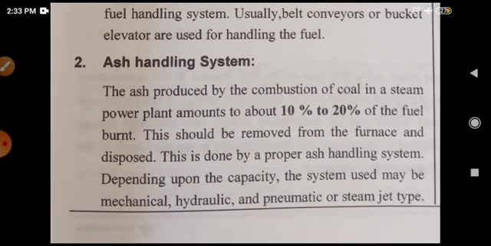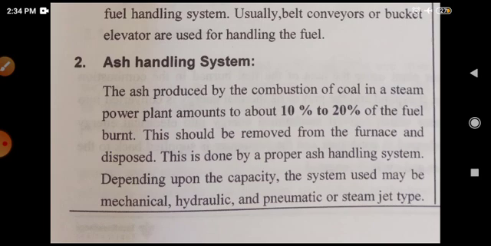Okay, then ash handling system. After the burning of coal and removing the heat from it, the residue is what? The ash. The ash produced by the combustion of coal in a steam power plant amounts up to 10 to 20% of the fuel burnt. That means if you burn 100 kilos of coal, the residue or waste ash will be 10 to 20%. That means 80 to 90% gets combusted, which is the fuel. This would be removed from the furnace and disposed.